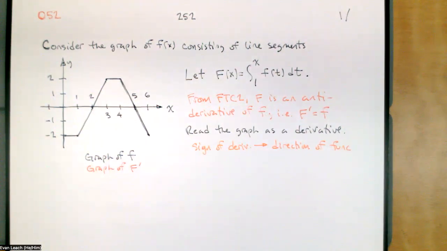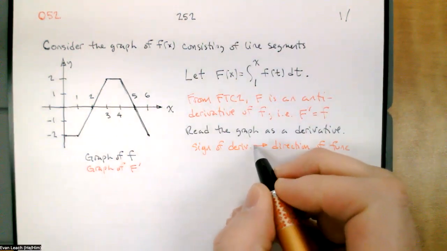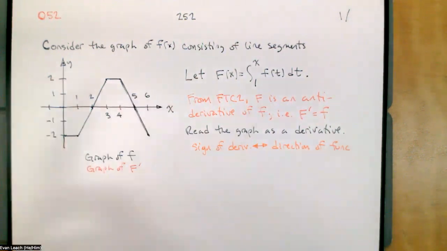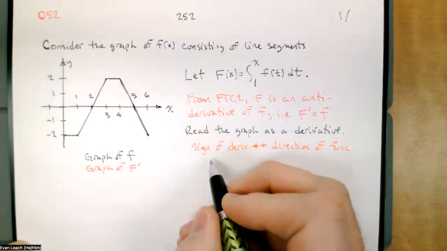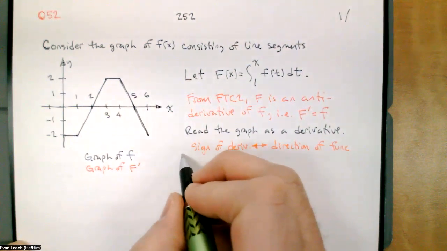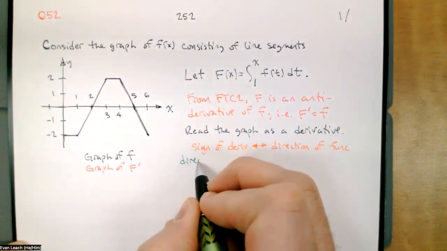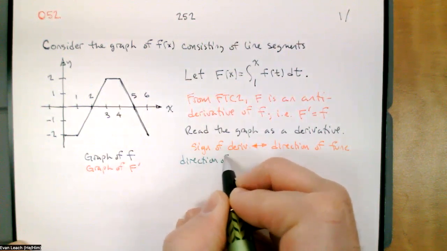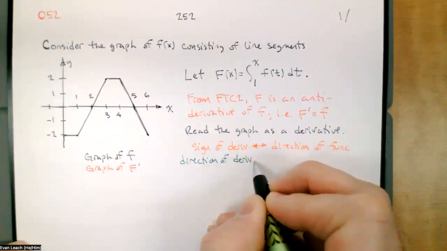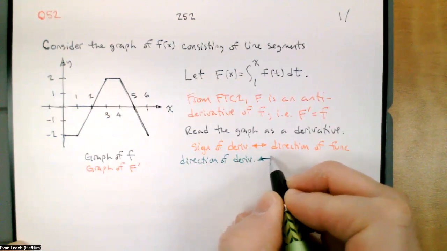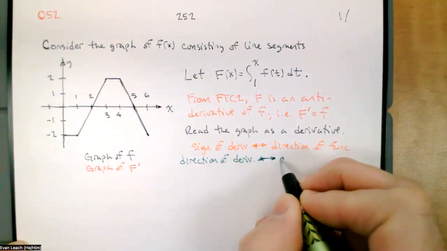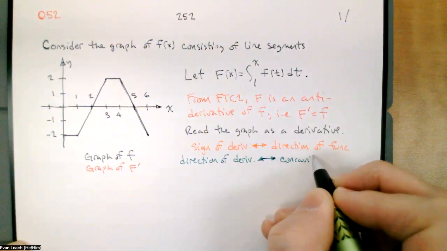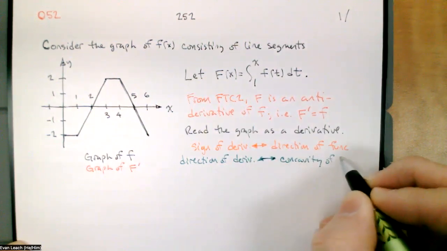In addition to reading the graph as a derivative, the direction of the derivative tells you about the concavity of the function. Oh, these go both ways. The direction of the function will also tell you about the sign of the derivative. Another piece of information that we have is that the direction of the derivative will tell you about the concavity of the function.